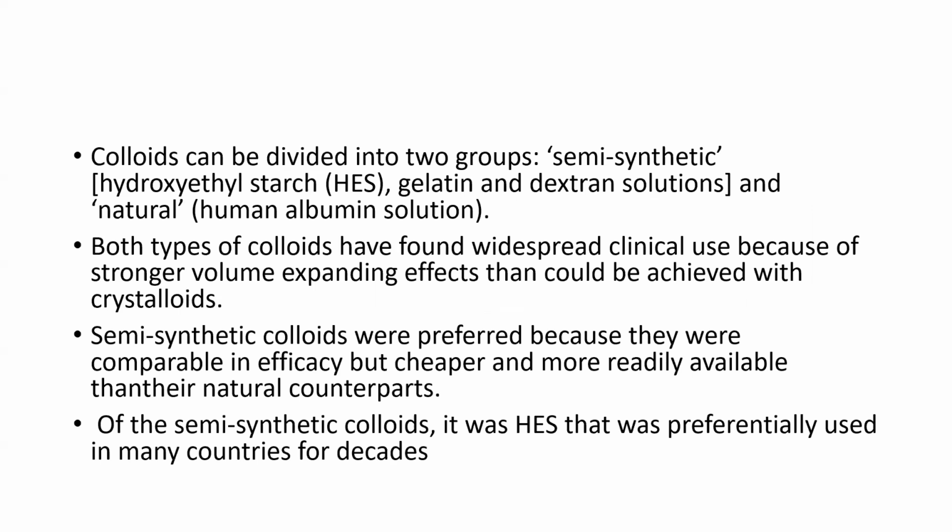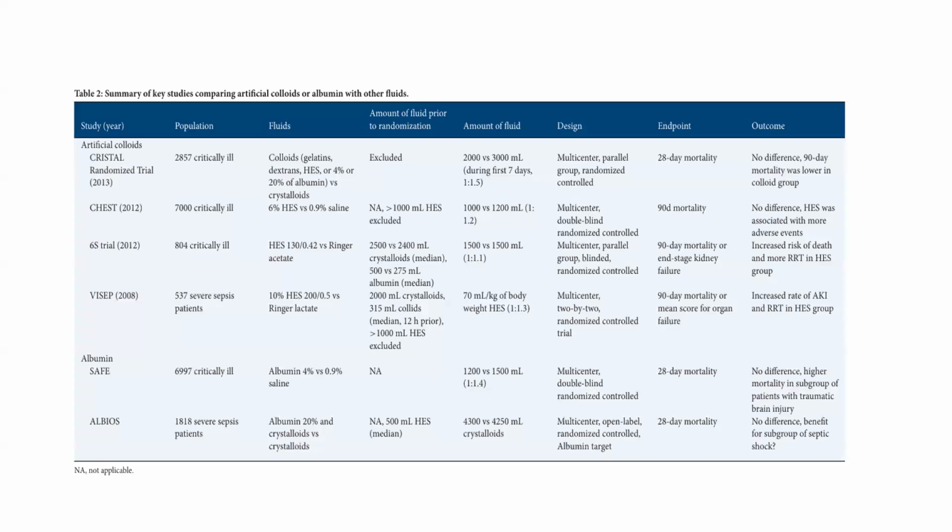So, colloids can be divided into semi-synthetic, that is hydroxyethyl starch, gelatin, and dextran solutions, and natural, that is human albumin solution. Both types of colloid have found widespread clinical use because of their stronger volume expanding effect than could be achieved with crystalloid. Semi-synthetic colloids are preferred because they were comparable in efficacy but cheaper and more readily available than their natural counterpart. Of the semi-synthetic colloids, it was hydroxyethyl starch that was preferably used in many countries for decades.